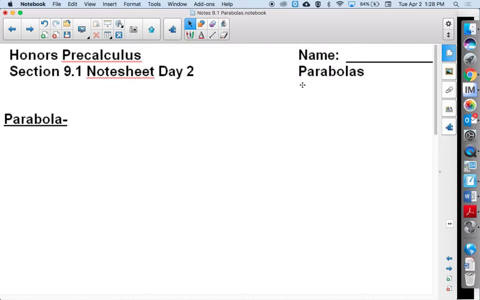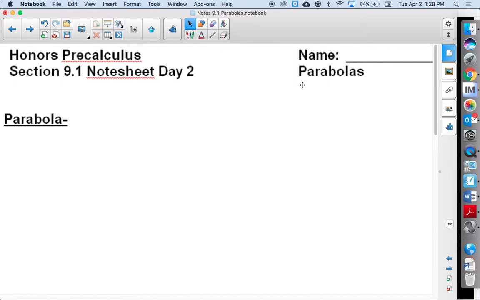So yes, there's an axis of symmetry, but we're not using negative b divided by 2a to find it. We actually won't really find the axis of symmetry. It's gonna be there, but we're not gonna identify it. There are other parts of the parabola that we'll be identifying. Today we're gonna do the intro to the parabola.